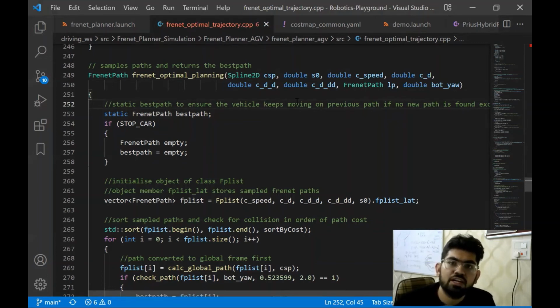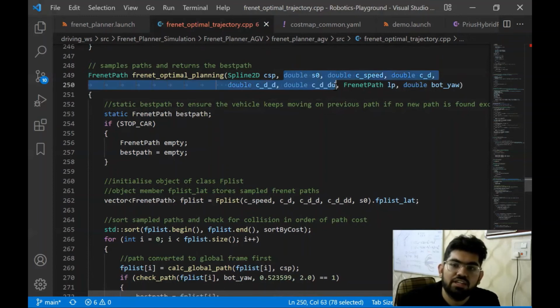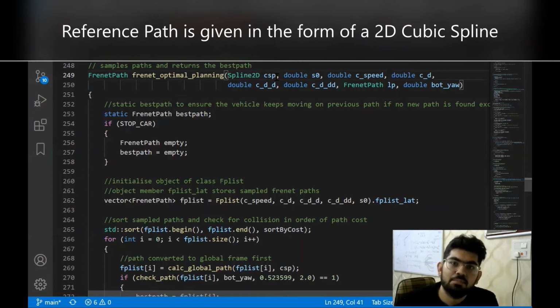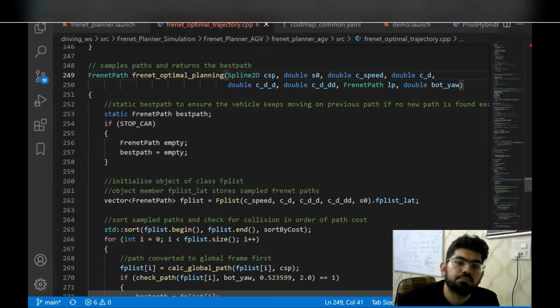Hence, for each iteration, we are going to have different initial conditions, like different initial S, different initial velocity in S, different initial D, and different initial derivatives of D. These are taken as inputs over here. We also take this spline 2D structure as well. This spline 2D structure is the actual reference path that we need to follow.